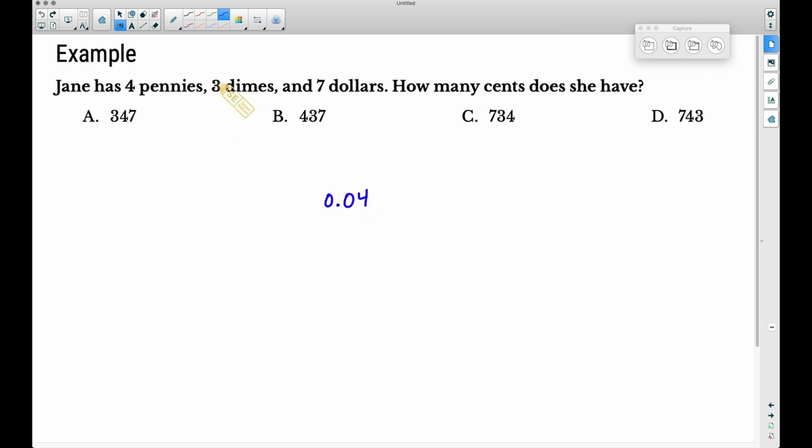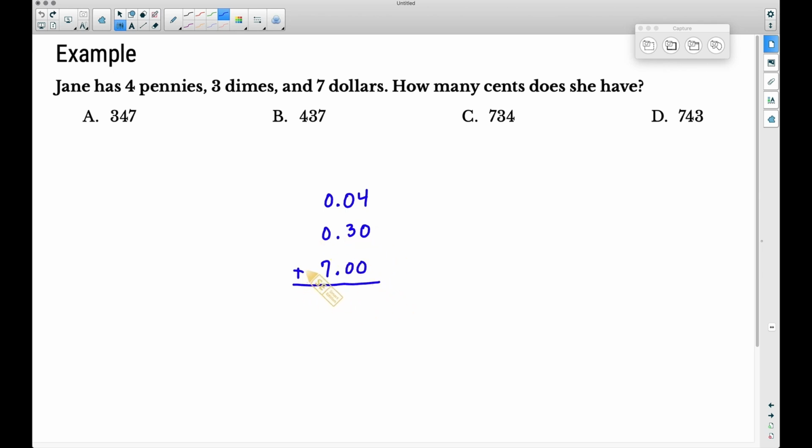Now let's be careful with the next one. 3 dimes. 1 dime is 10 cents. If you have 3 dimes, you have 30 cents. So 0.3, and yes, we typically do add a 0 here, though we don't really need that one. But that is 30 cents, that's 3 dimes, and then lastly we have $7. If I line up these decimals and I add these zeros here just to fill in those spaces, this is 4 pennies, 4 cents, this is 30 cents, 3 dimes, and this is $7.